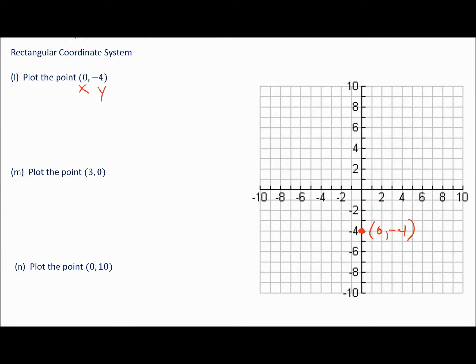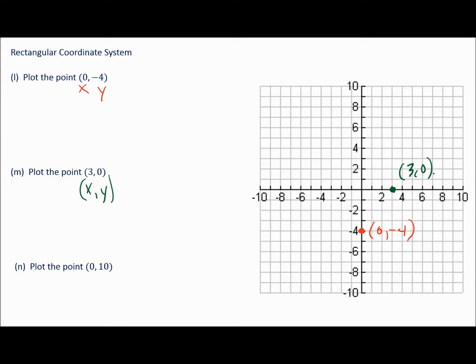Now let's try the next one in green. 3, 0, that's x, and then y. So my x is 3, so I always start in the origin. I don't make a mark, I just look there. I count to the right 3, and I don't go up or down at all because the y is 0. So this point right here is the point 3, 0.